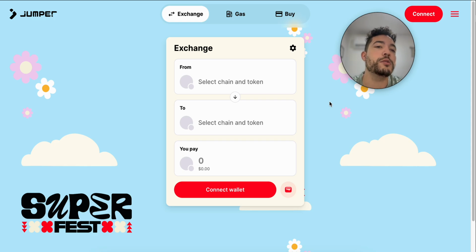The first way is by using it directly on Squid router, which we have done many times in the past, but what I like now is that it is available on Jumper. So if you're using it on Jumper, the good thing is you end up pushing 2 transactions, or you end up farming 2 projects that are tokenless, Jumper and also Squid router.